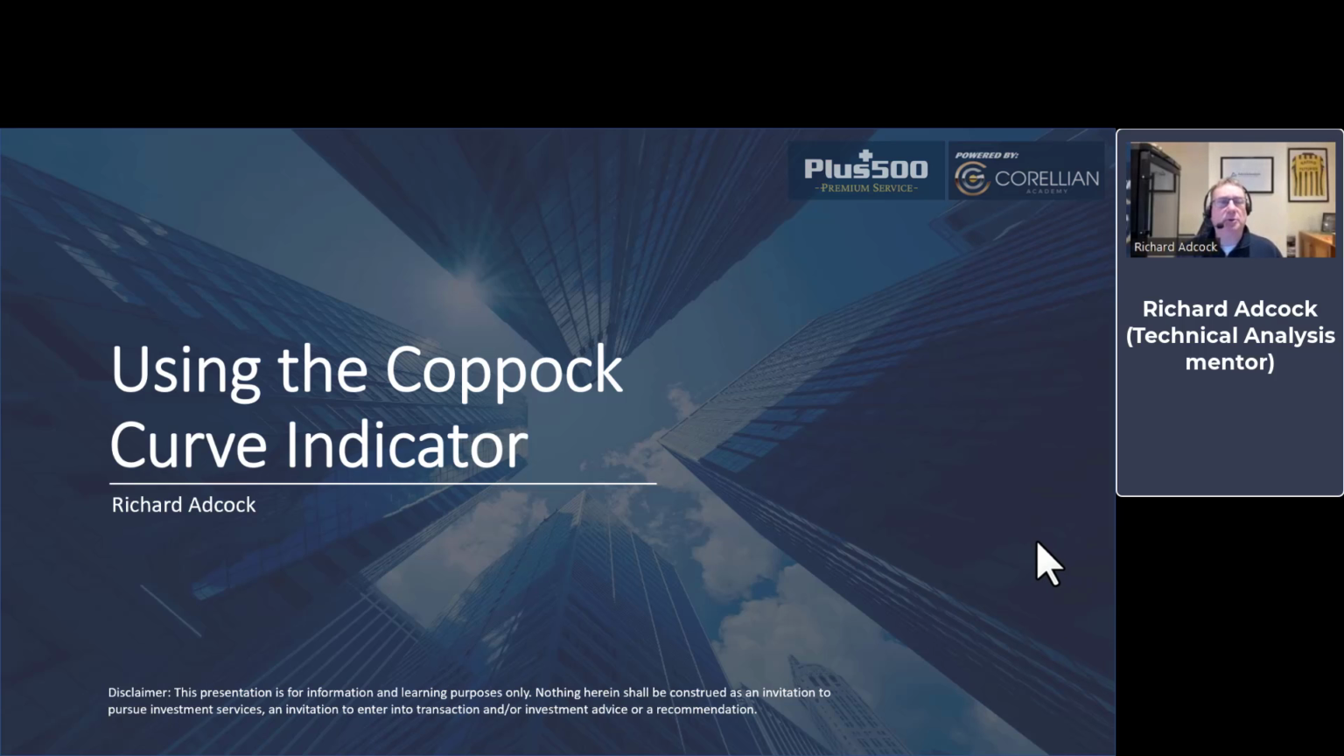This week, I want to cover a technical indicator that you may not have heard of and you may not have used within your trading strategy, the Coppock Curve Indicator. Now, basically, it's available on the Plus500 system, so it's readily available to use for you. And we're going to take a look at the types of signals, the timeframes that we can use the indicator in, and how we can apply it to trading various markets.